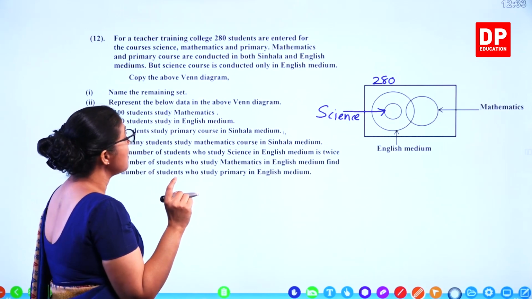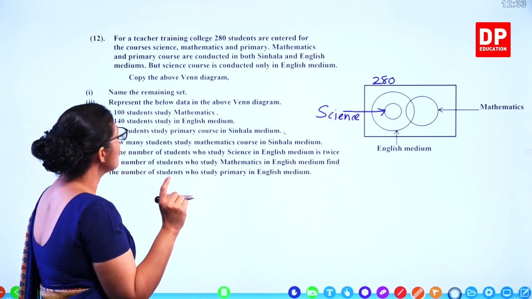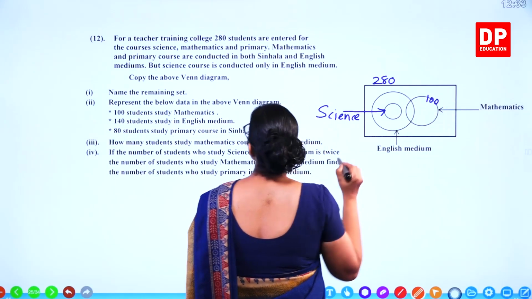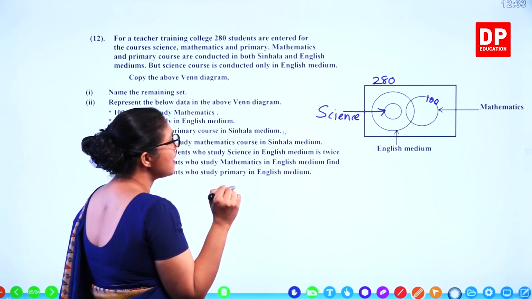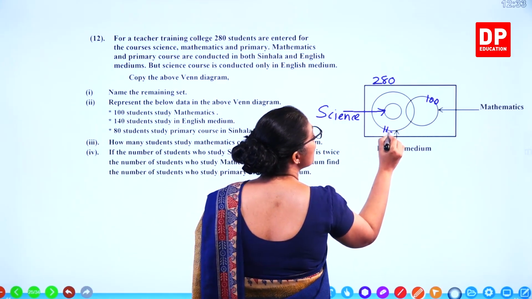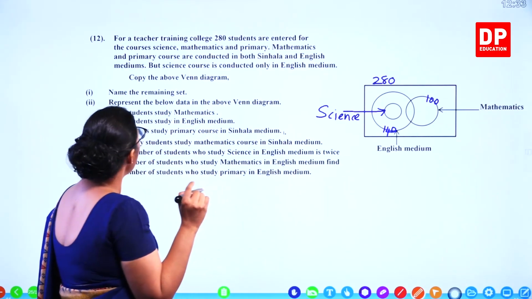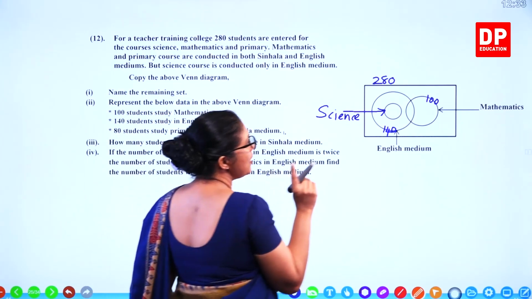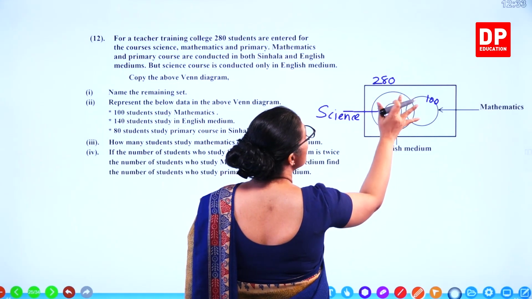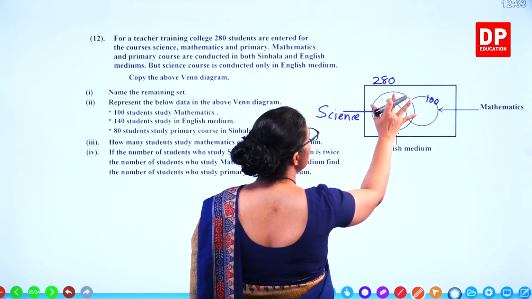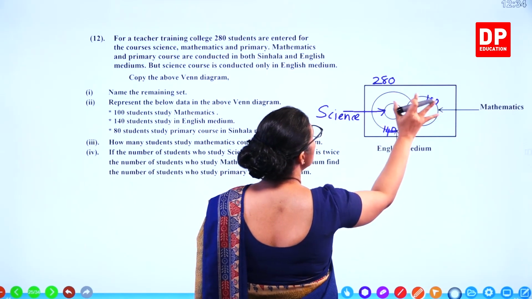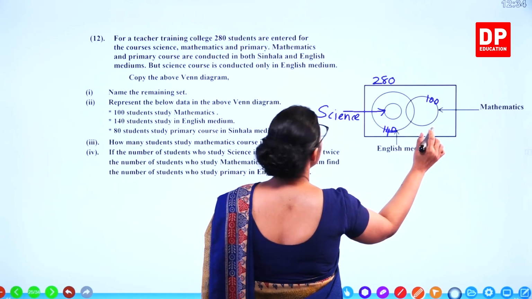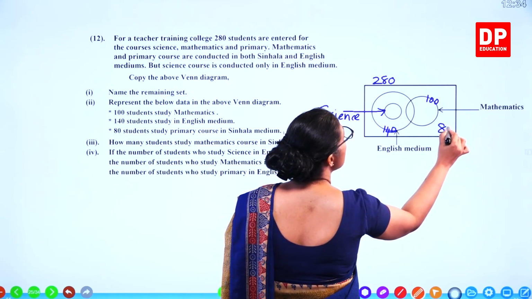Represent the below data in the above Venn diagram. 100 students study mathematics. So 100 here. And 140 students study in English medium. 140 here. 80 students study a primary course in Sinhala medium. That means outside this English medium circle and outside mathematics. So primary Sinhala medium, that's 80 students. So this is 80.